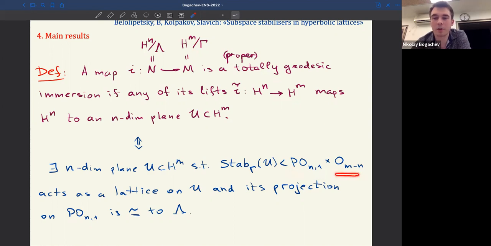This compact factor consists of all rotations, a compact group preserving our plane, right? And this stabilizer should act as a lattice on this plane U, and the projection on PO(n,1) will be isomorphic to the lattice lambda. So these are properly immersed, totally geodesic subspaces.